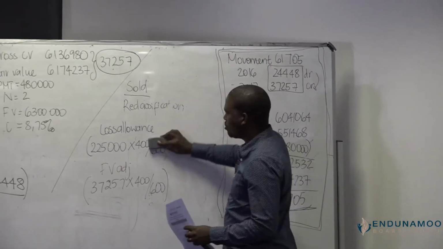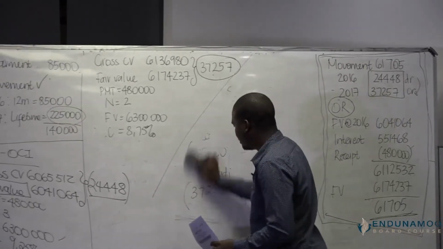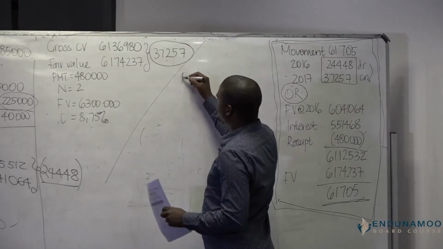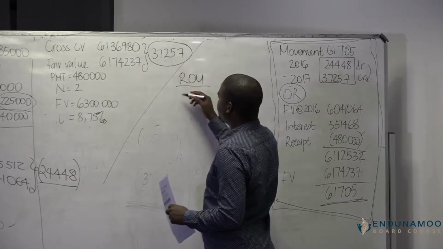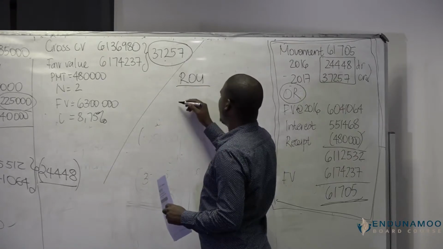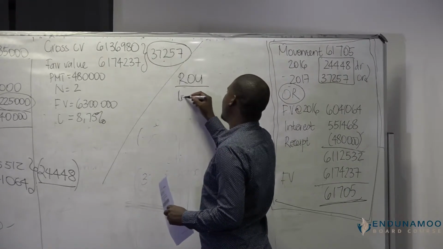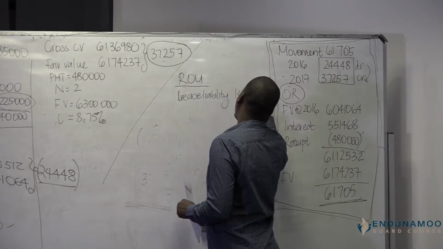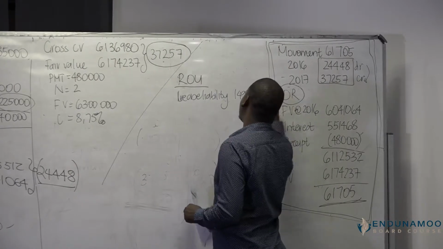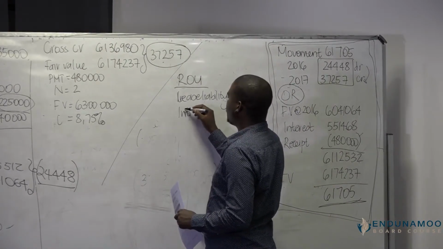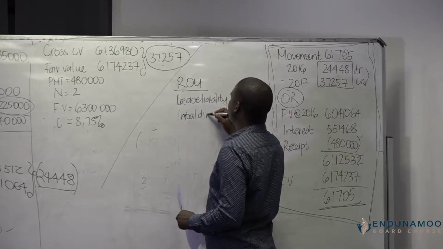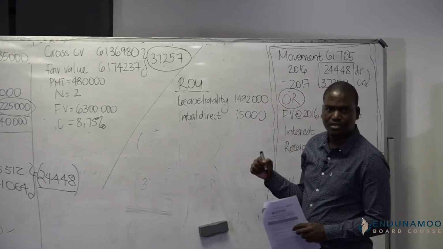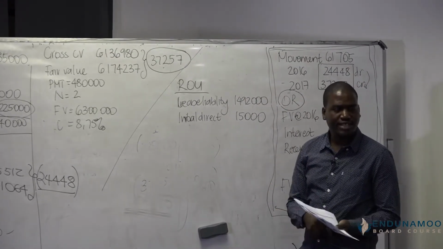So we've got that. Then number two, what does it say should be included in the right of use? Initial direct cost. So do we have any initial direct cost? So we've got a lease liability of 1,492, right? And then we've got initial direct cost of how much? 15,000. And what else do we have? Why do we need to recognize the deposit? Which principle?